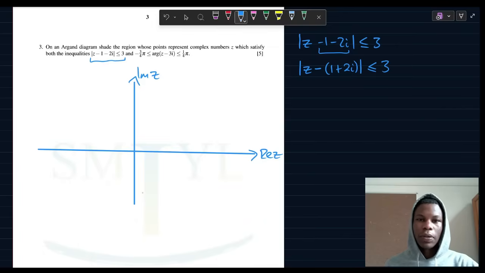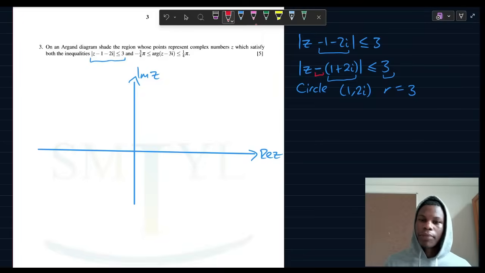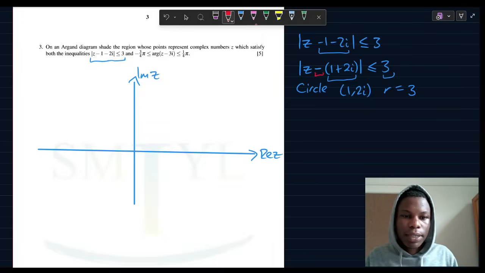And so now you can interpret this as a circle with center 1 and 2i, and radius equal to 3. But it's crucial that you factor out a negative sign here, because if it's not a negative sign, you can't interpret it in that way. So factor out a negative sign, get the coordinates of your center, and you know the radius is the constant that's on the other side.